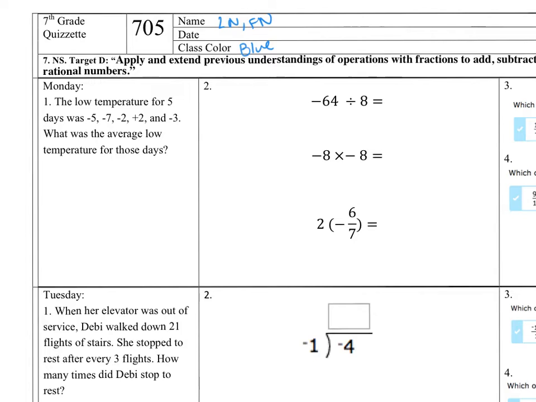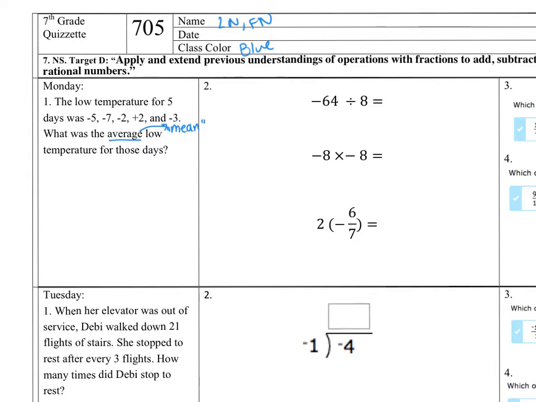It's a word problem, and you'll be able to hopefully answer it with an integer, which is a positive or negative number. So number 1 says the low temperature for 5 days was -5, -7, -2, +2, and -3. What was the average low temperature for those days? So average is also considered the word mean. Not like Miss Panamanian, you're being so mean today, but mean in math means average. And what you do is you add all the numbers together and you divide by the amount of numbers that you have.